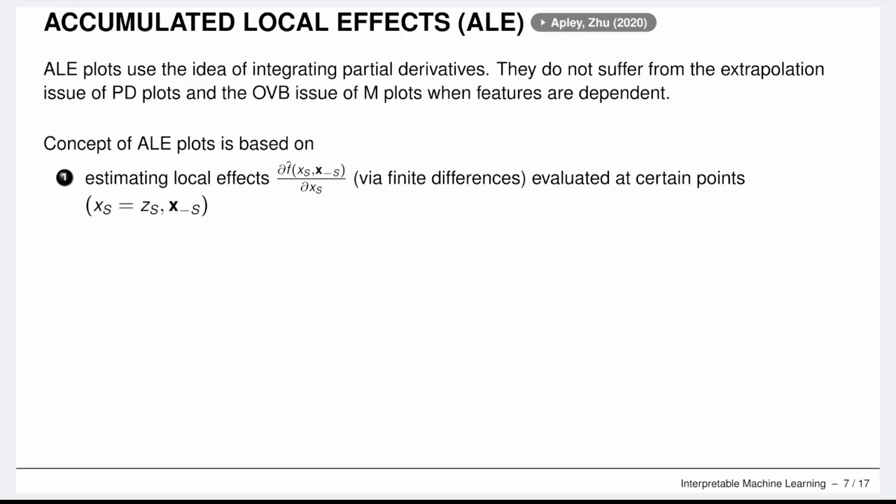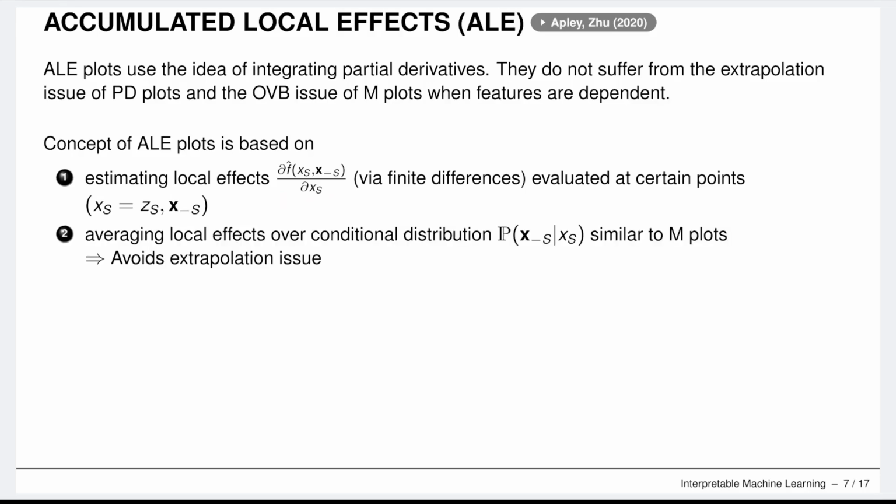The estimation of ALE plots is based on 3 steps. First of all, we estimate the local effect using the partial derivative. To be more specific, the partial derivative is estimated using finite differences. We will see this later on. And evaluated at certain points. After having computed the local effects, we will average these local effects over the conditional distribution, similar to what M plots do, to avoid the extrapolation issue.